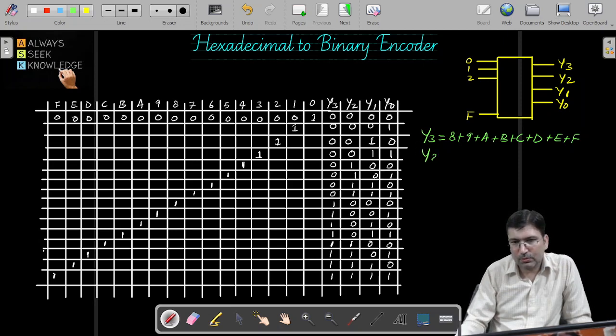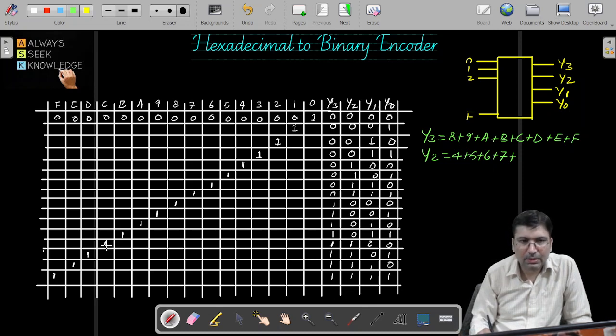For y2, these 4 places and then last 4 places are high. So these 4 means 4, 5, 6, 7. So it is 4 or 5 or 6 or 7. Last four is high, so last four means C, D, E and F.